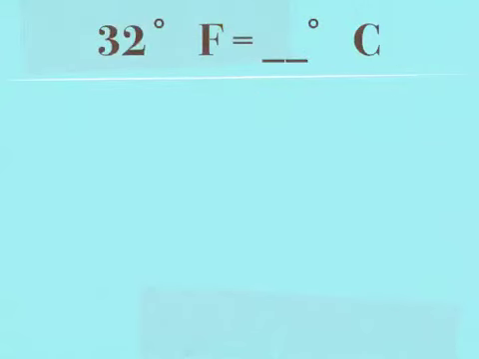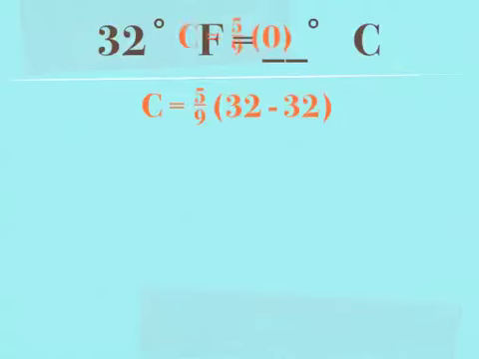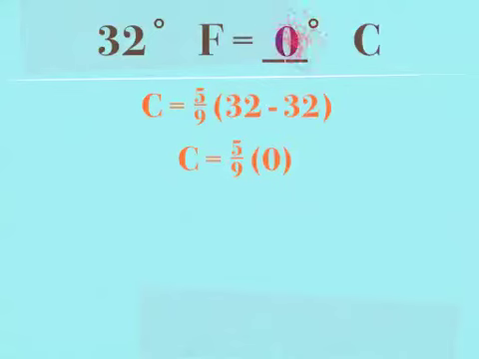The next example says 32 degrees Fahrenheit equals blank degrees Celsius. We're still using the same formula that I already showed you. This time we need to plug in 32 for F. So I have Celsius equals 5/9 times 32 minus 32. Well, when you do what's inside of the parentheses, 32 minus 32 is 0. So Celsius equals 5/9 times 0. And anything times 0 is 0. So 32 degrees Fahrenheit equals 0 degrees Celsius.